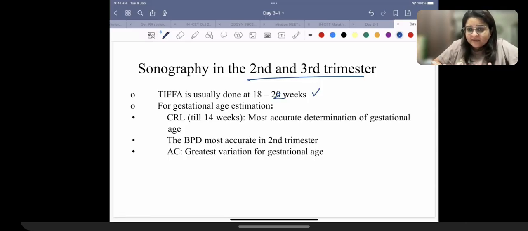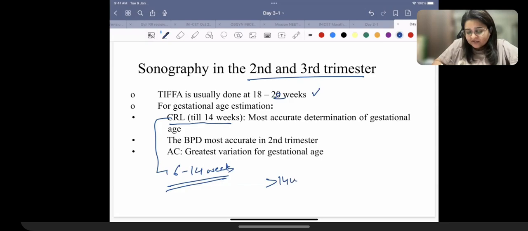11 to 14 weeks scan, Prashant, I'll tell you in detail a little later, okay? So for gestational age estimation, when do we do CRL? Crown rump length can be taken anywhere from 6 to 14 weeks of pregnancy. 6 weeks is when the embryo appears, till 14 weeks of pregnancy.